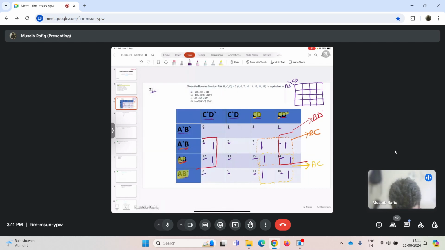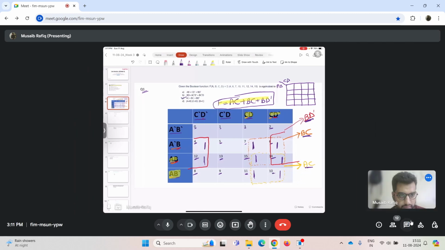So ultimately my function F will be equal to AC plus BC plus BD bar. So this will be my F, and this is equal to your option C, as rightly written by one of the students.